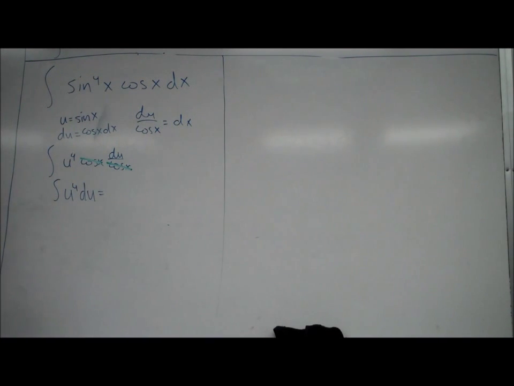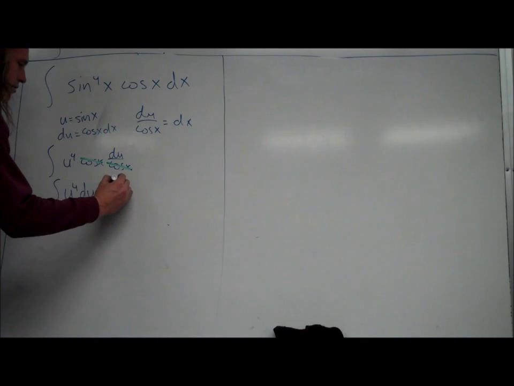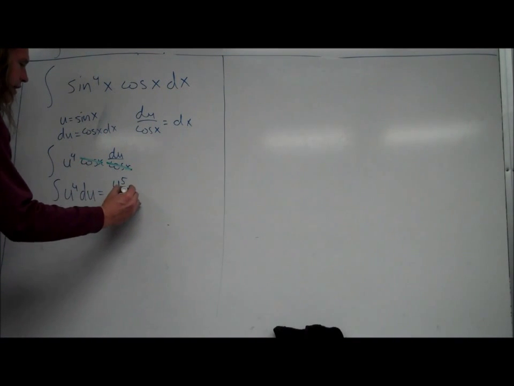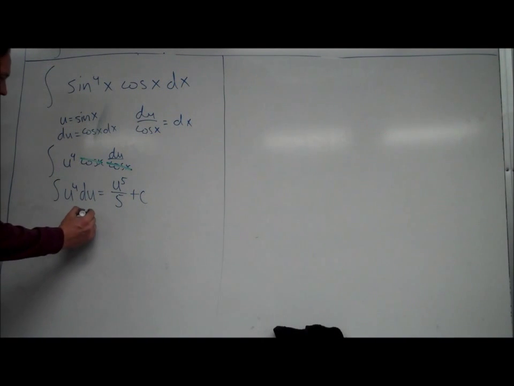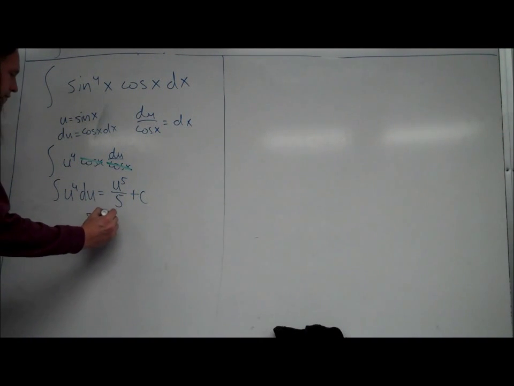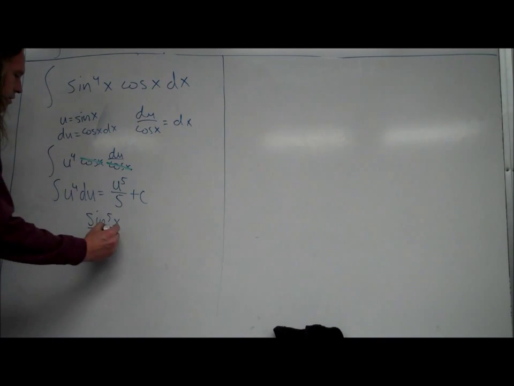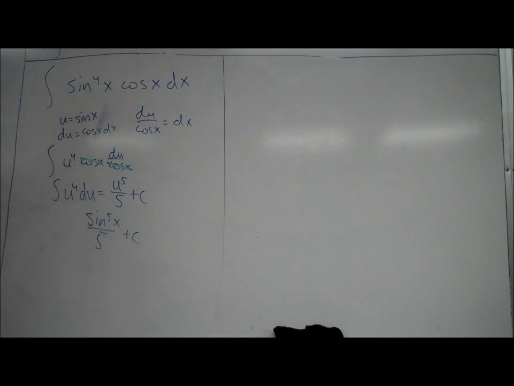Well, the antiderivative of that, simple power rule, is just going to be u to the 5th over 5 plus c. And like I've done with all of them, on my last step, I'm going to take sine of x and plug it in for u. So it's going to be sine to the 5th x over 5 plus c is our final answer.